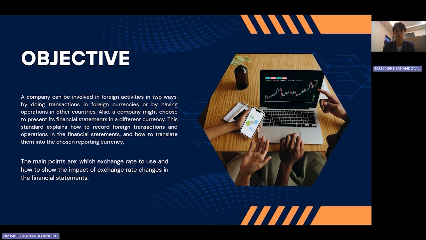Ultimately, the goal of this standard is to ensure that the financial statements accurately reflect the financial effects of changes in foreign exchange rates. This allows investors, regulators, and other stakeholders to make more informed decisions based on financial reports that are both consistent and comparable across borders.